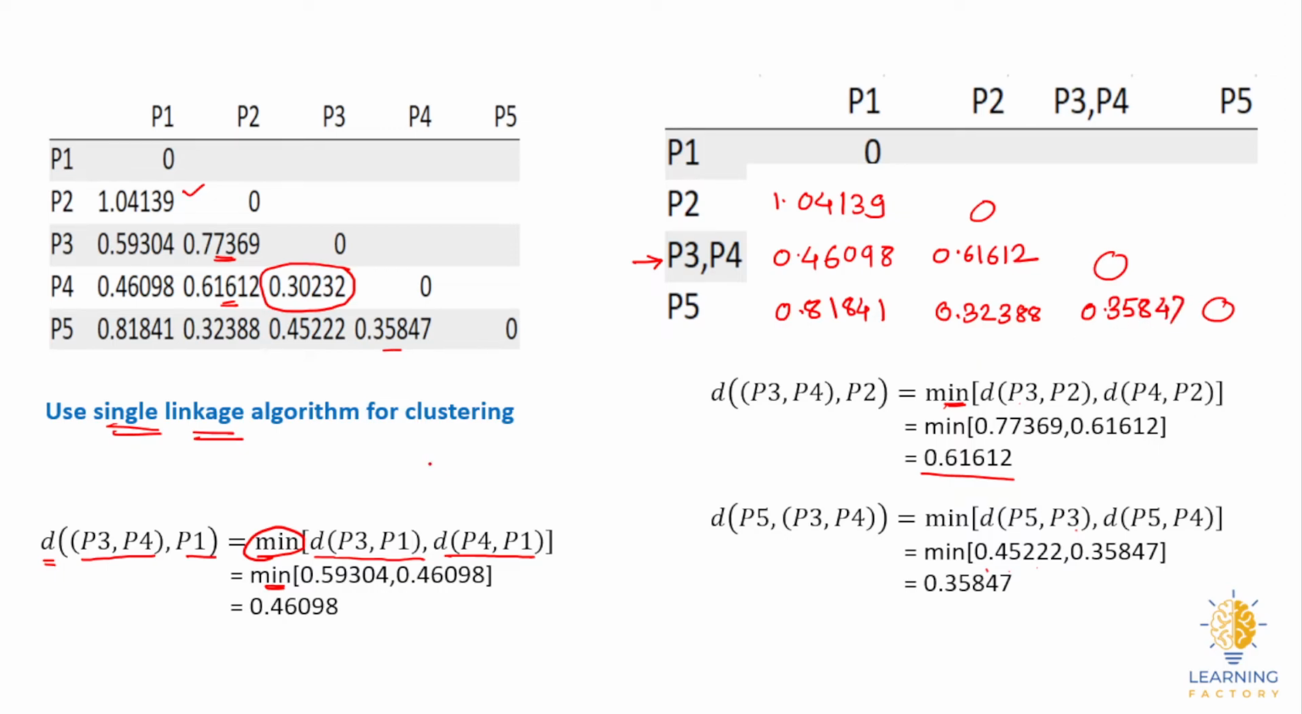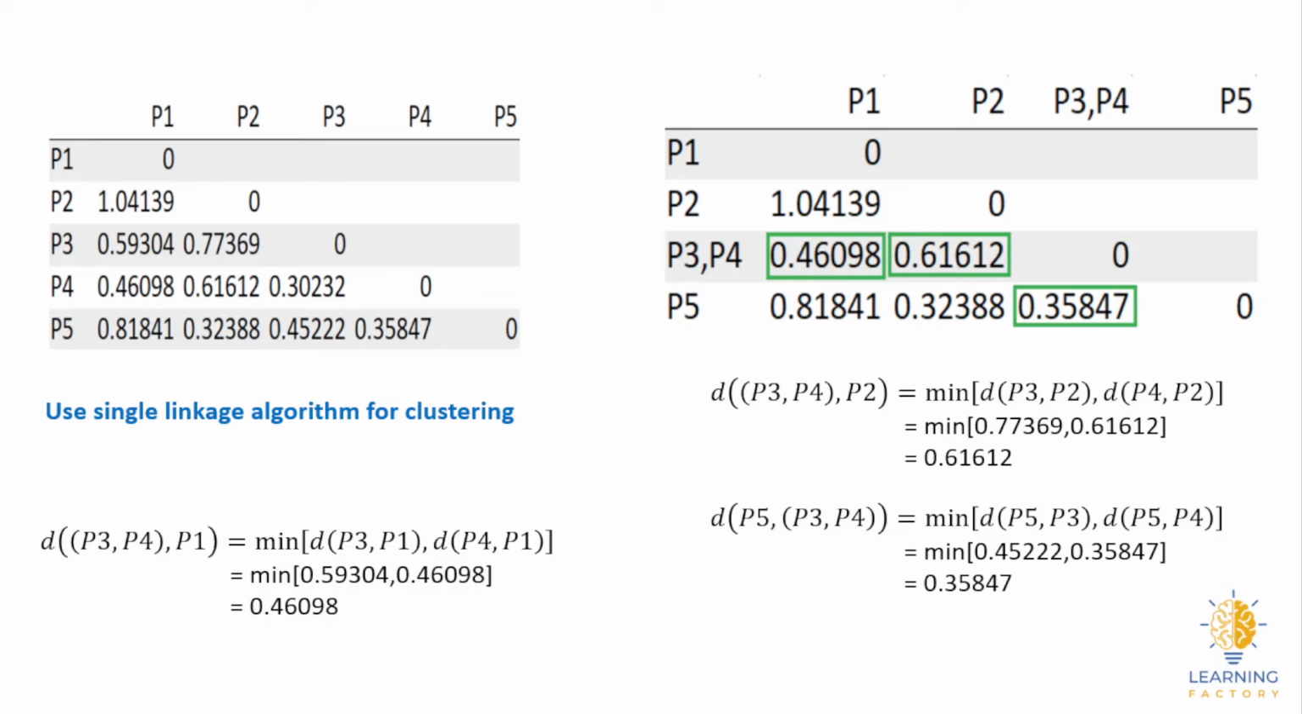0.35847. So please note, we are making use of single linkage algorithm, and that is why we are making use of minimum distance between the pair of data points in individual cluster, right? So this is how now we have got this matrix, proximity matrix, which is updated.